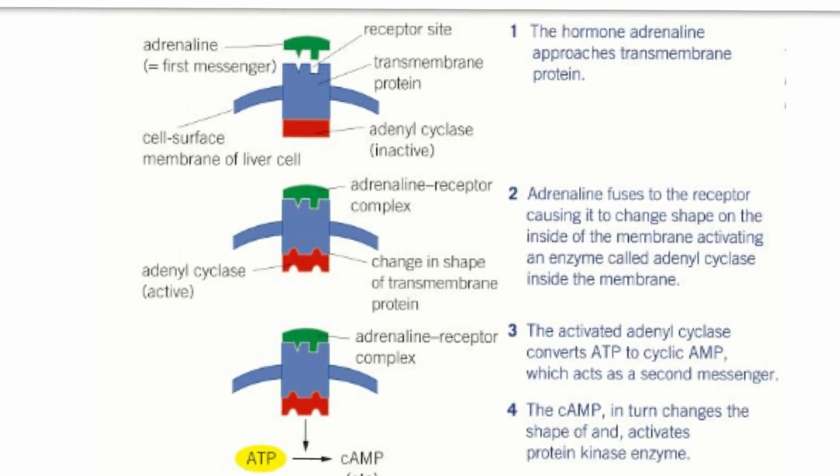So let's have a look here. This is our cell surface membrane here. And where we are here is in the liver cell. And we've got this transmembrane protein that is the receptor for adrenaline. It has this specific tertiary structure that's only complementary to adrenaline. So adrenaline comes and binds on, and we can see that when it binds on, it causes this protein here, which is adenyl cyclase, you need to know that name, to change shape. Can you see how it's changed its shape here? It's changed from being in its inactive version to being in its active version. So now adenyl cyclase has been activated.